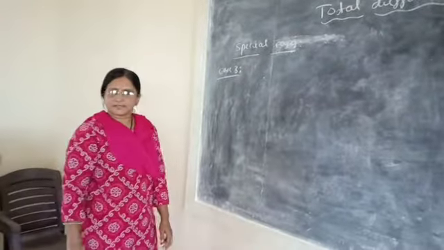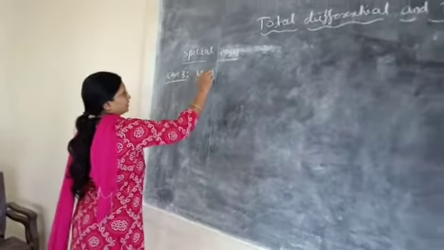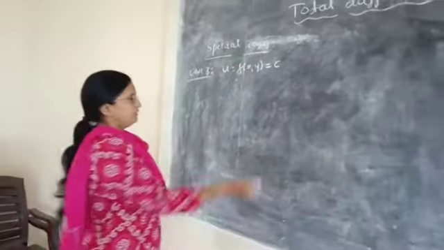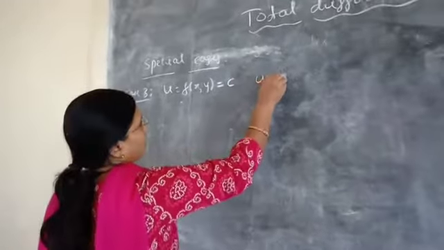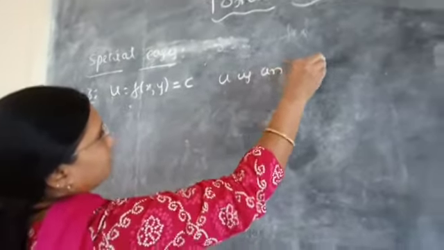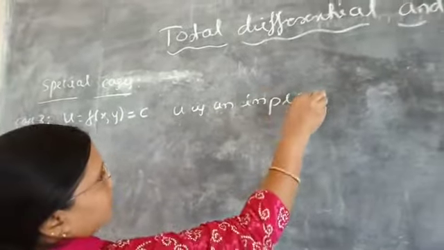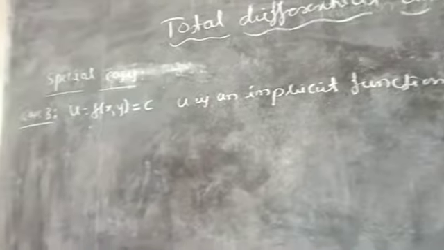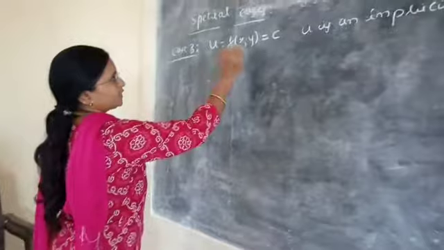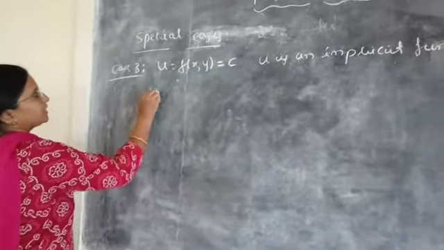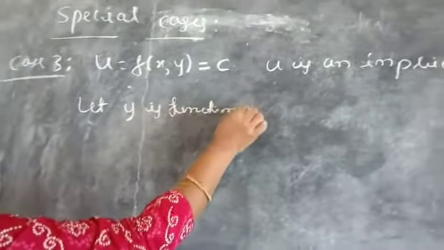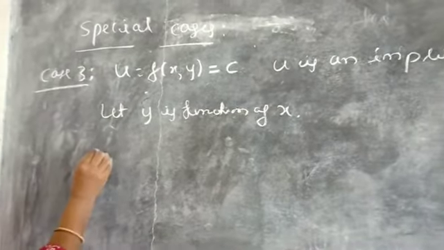Take a third case: if u is a function of x and y and it is equal to c, this implies u is an implicit function. Implicit function means we cannot express any independent variable in terms of the other variables; it is a combination of both x and y. Let us take, suppose y is a function of x.